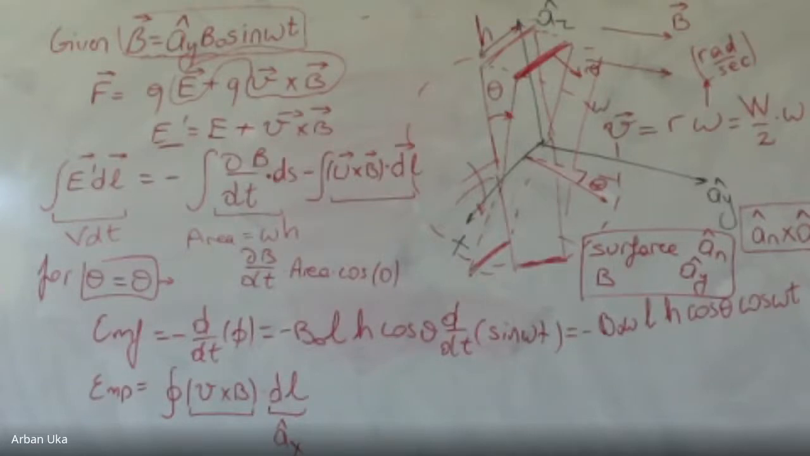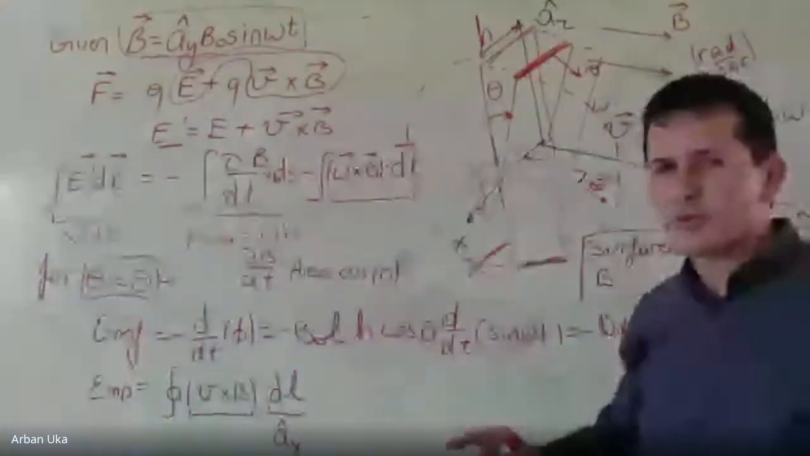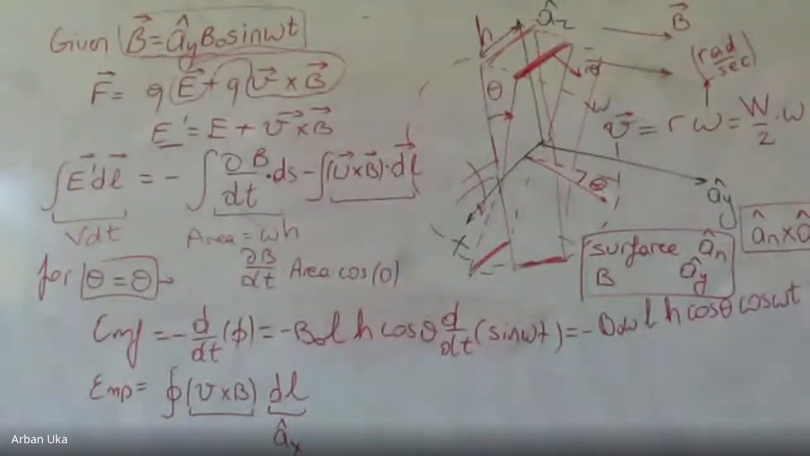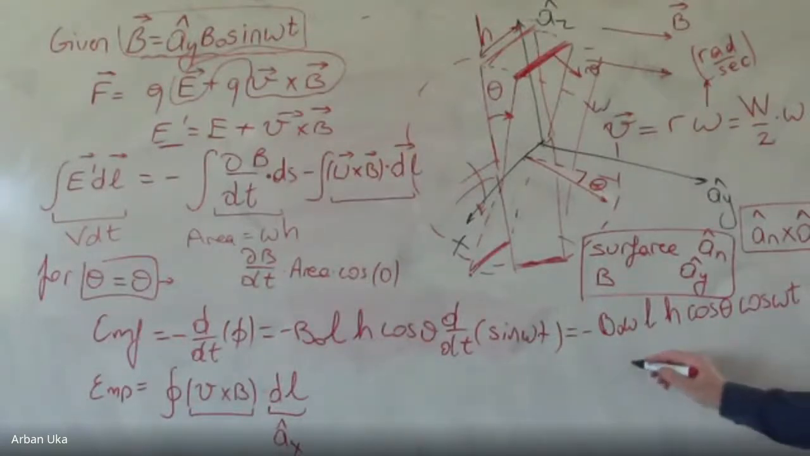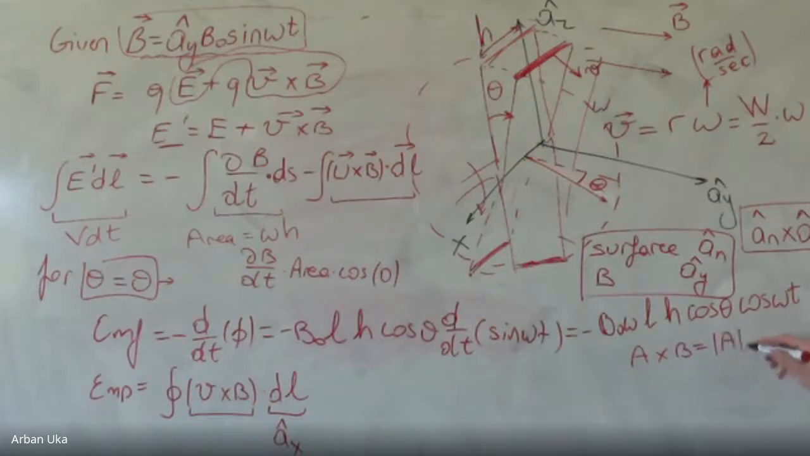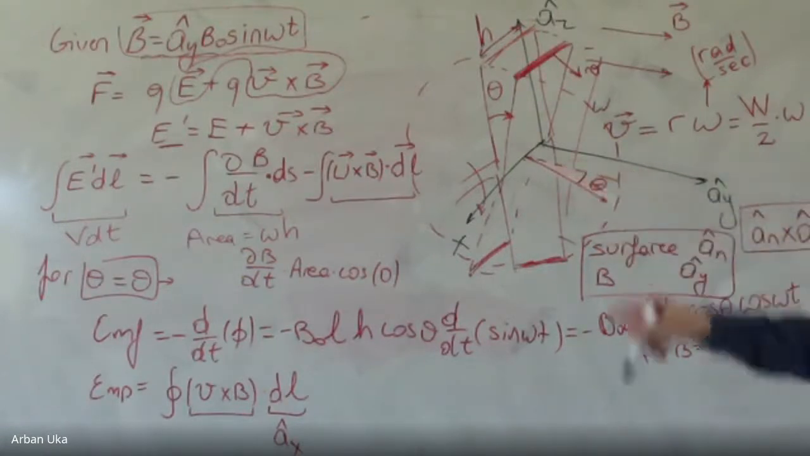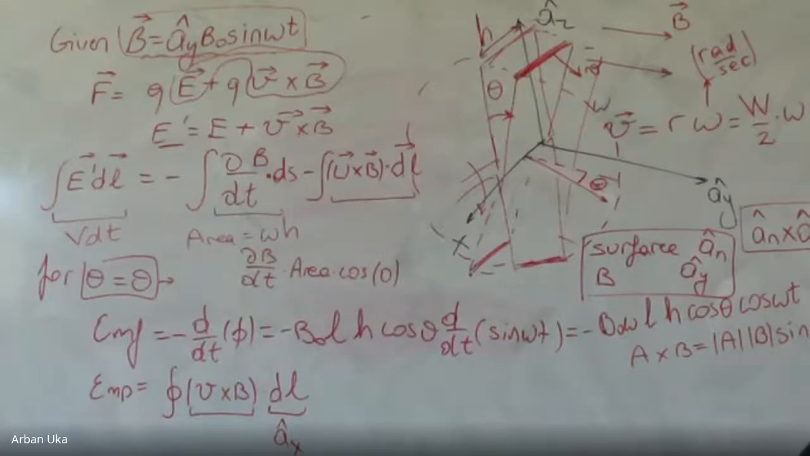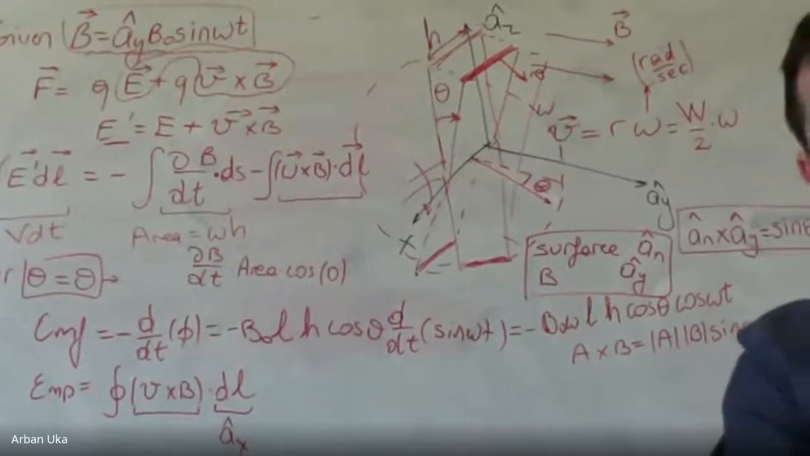Okay, so we know that whenever we take the cross product between two quantities, the magnitude is equal to the magnitude of A times the magnitude of B times sine theta. Okay, that's what we are using here to figure out how the cross product between these two quantities is going to change.